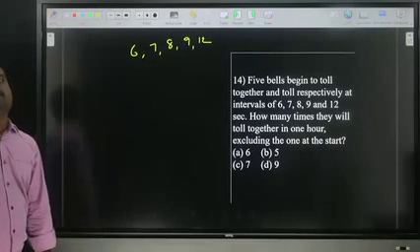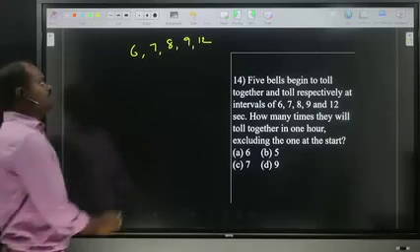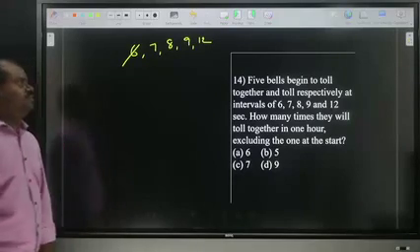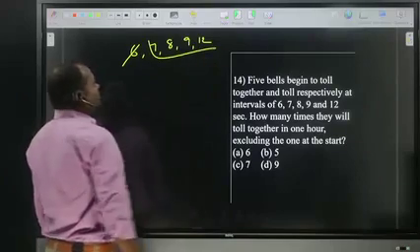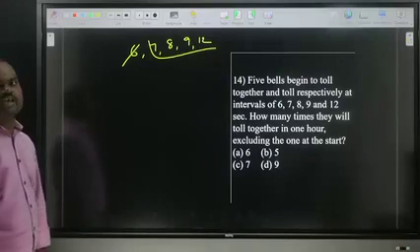Can we eliminate any number? We can eliminate 6. For the balanced numbers, find the LCM. In which table can we take it? Can we take the 3 table?